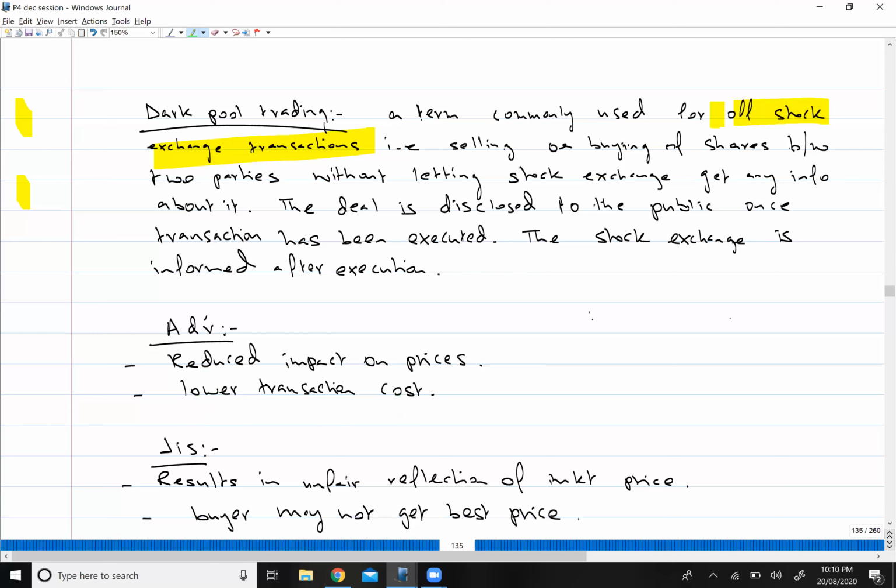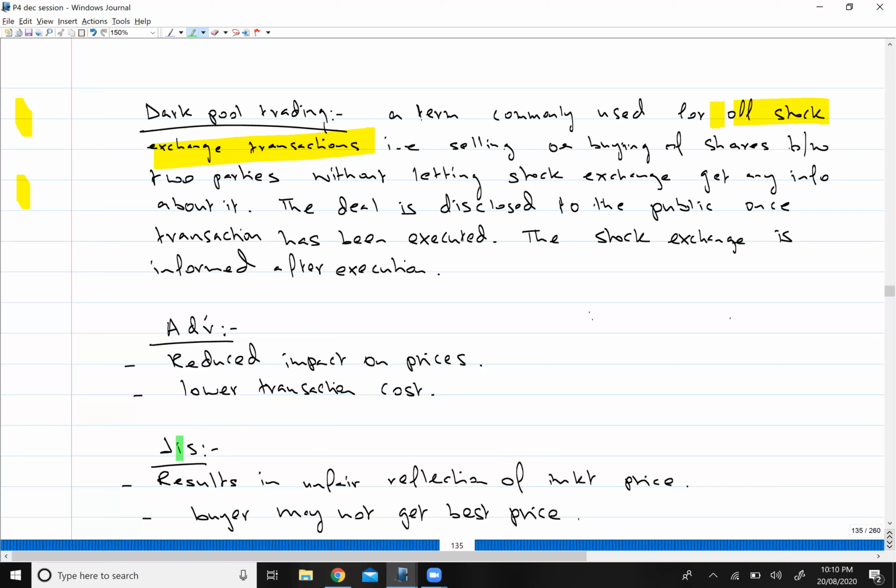Secondly, there will be lower transaction cost. Now let me tell you how. Basically you haven't used a broker terminal, right? So the commission which is paid to the broker will be saved. I'm not trading via the stock market, I'm dealing privately. So obviously the commission which I have to pay to the broker will now be saved. So that will result in lower transaction cost.